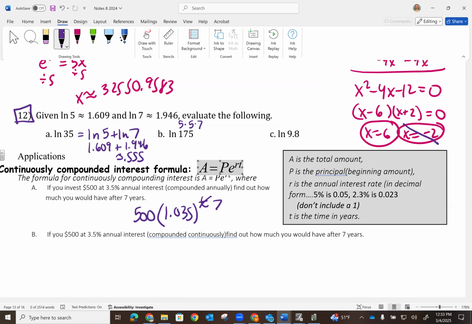Remember, if they say monthly or something like that, you would do 500 and then it'd be 1 plus 0.035 over n, to the nt. Remember, n is how many times per year that they pay you. So if they're like monthly, both n's would be 12, and then t would be how many years you keep it in the bank. And then continuously, this is the one I originally did, was 500 e to the 0.035 times 7. So just a reminder of how to use those formulas.